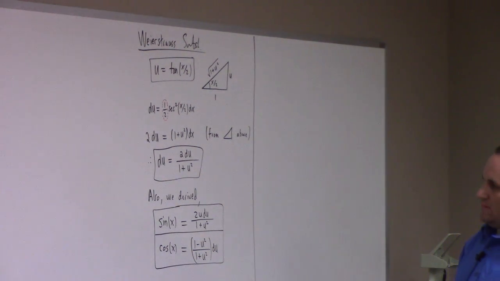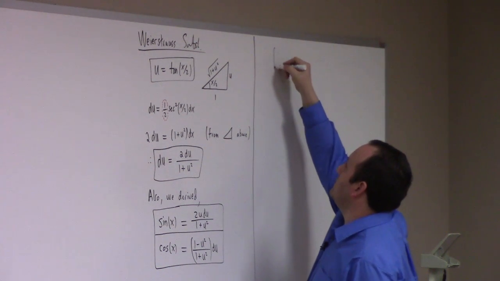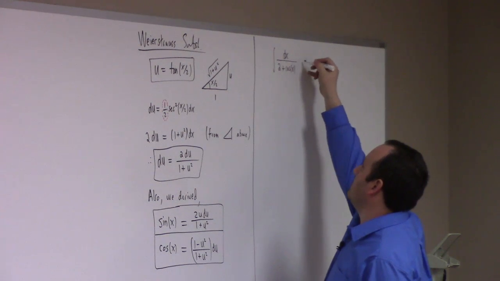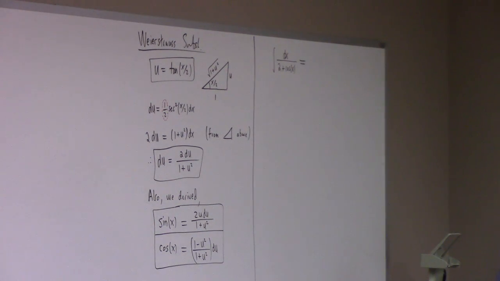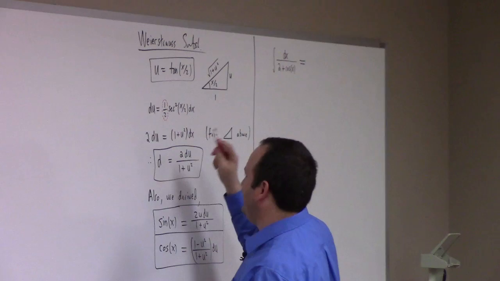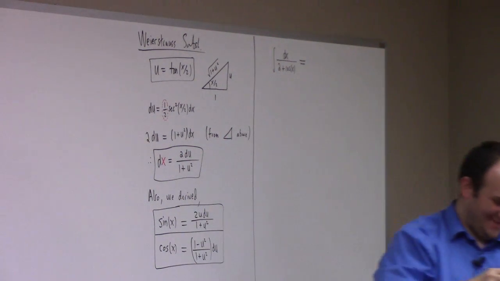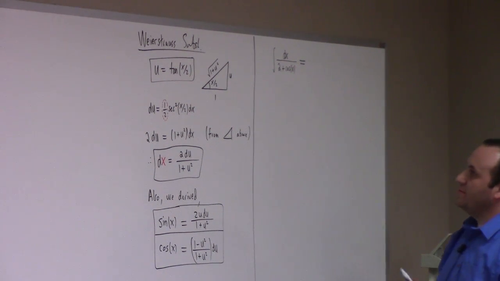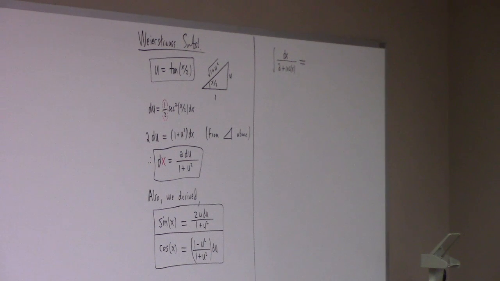Just to show you another correct example of the Weierstrass substitution, let's look at this integral: the integral of dx over 2 plus cosine of x. So let's look at this example. Yes, sir? Is it supposed to be du or dx? Is it dx equals 2 du over 1 plus u squared? Thank you. That's how it's supposed to work. All right, so then what? Well, this is a rational function of sine and cosine. It's hard to see the sine, but it's there. It's just been set to 0.